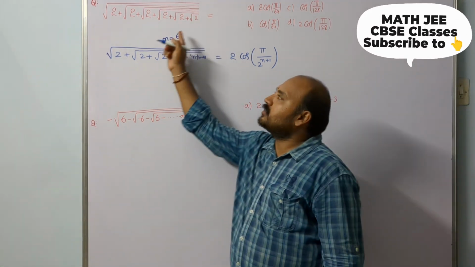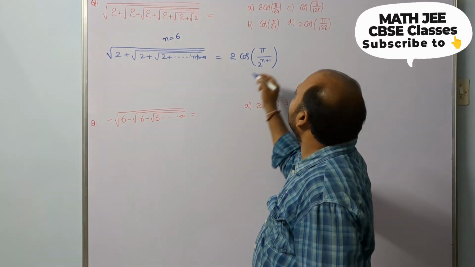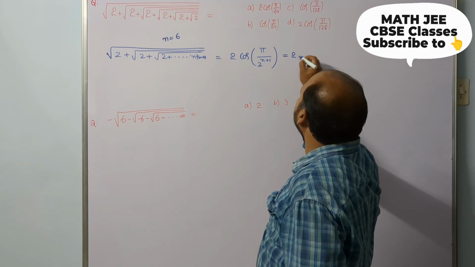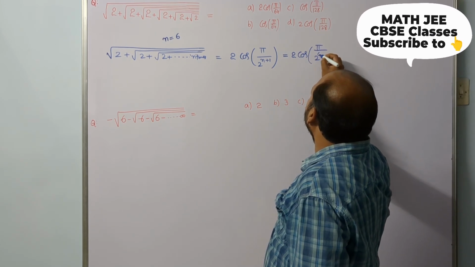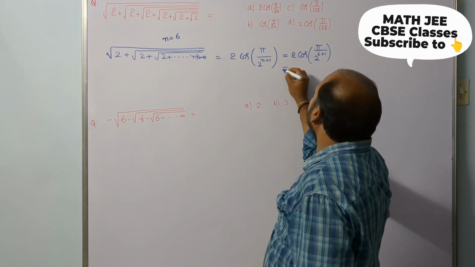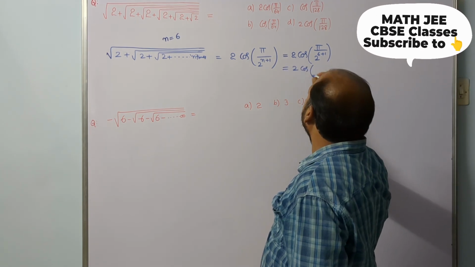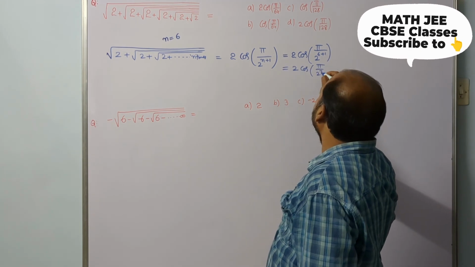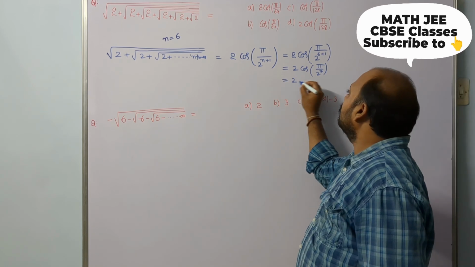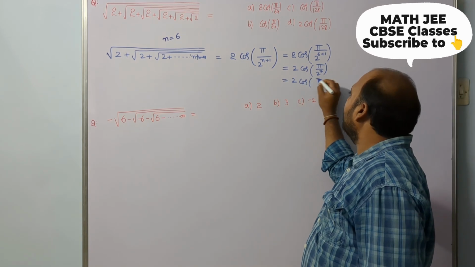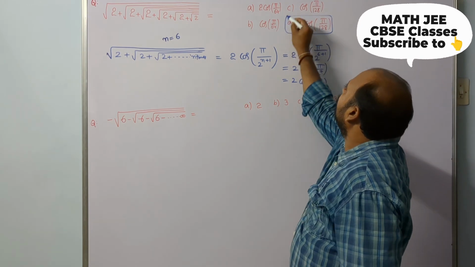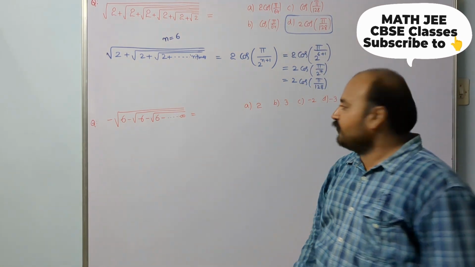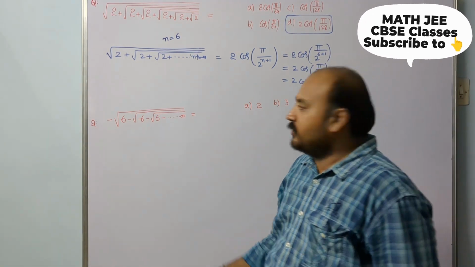So according to the question, n is equal to 6. Therefore 2 into cos(pi by 2^(6+1)), which is equal to 2 into cos(pi by 2^7), which is equal to 2 into cos(pi by 128). So it is there in the fourth option, dear students. We will move on to another question.